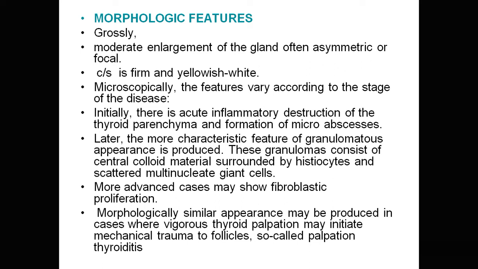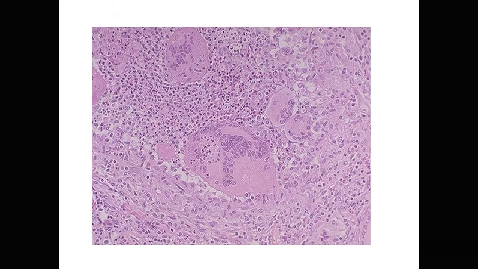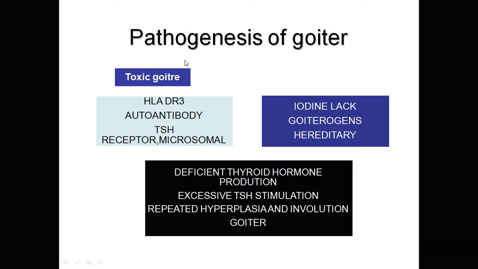Microscopically, there is acute inflammatory destruction of the thyroid parenchyma. Later, the characteristic feature is the granulomatous appearance. The granuloma consists of central colloid material surrounded by histiocytes and scattered multinucleated giant cells. So these are the accumulation of inflammatory cells and the collection of giant cells. Here, 1, 2, 3, 4 giant cells are multinucleated giant cells.